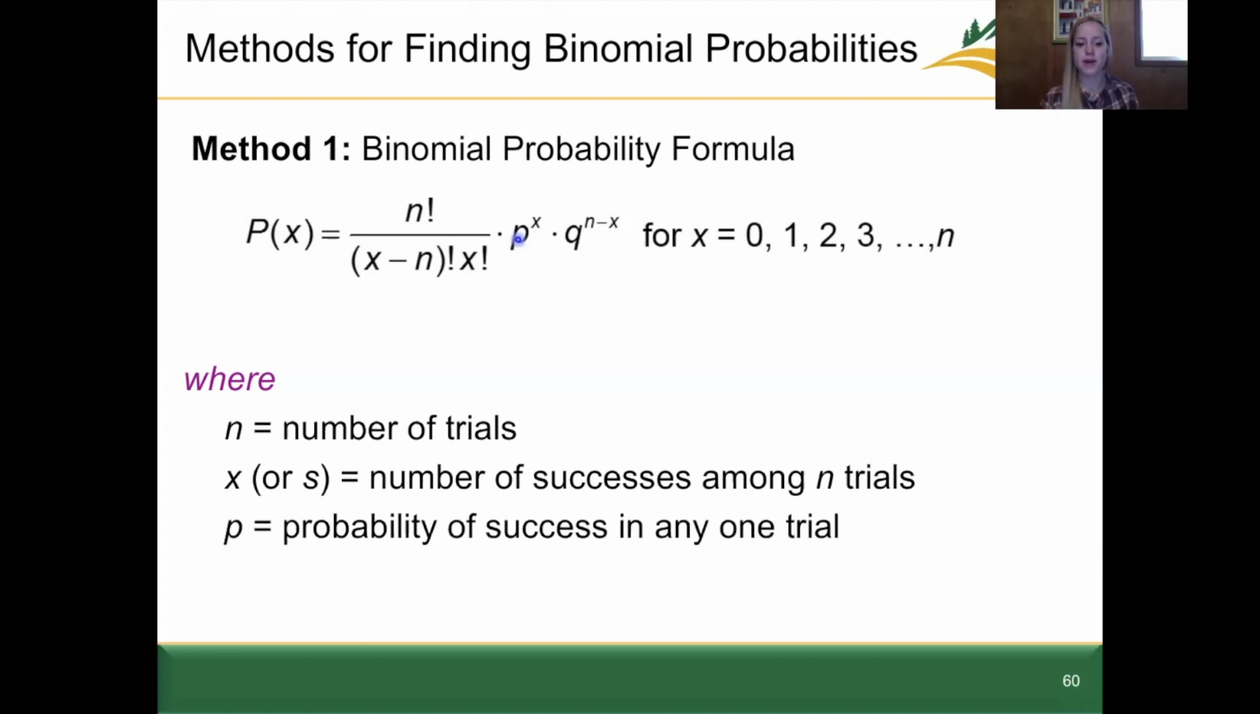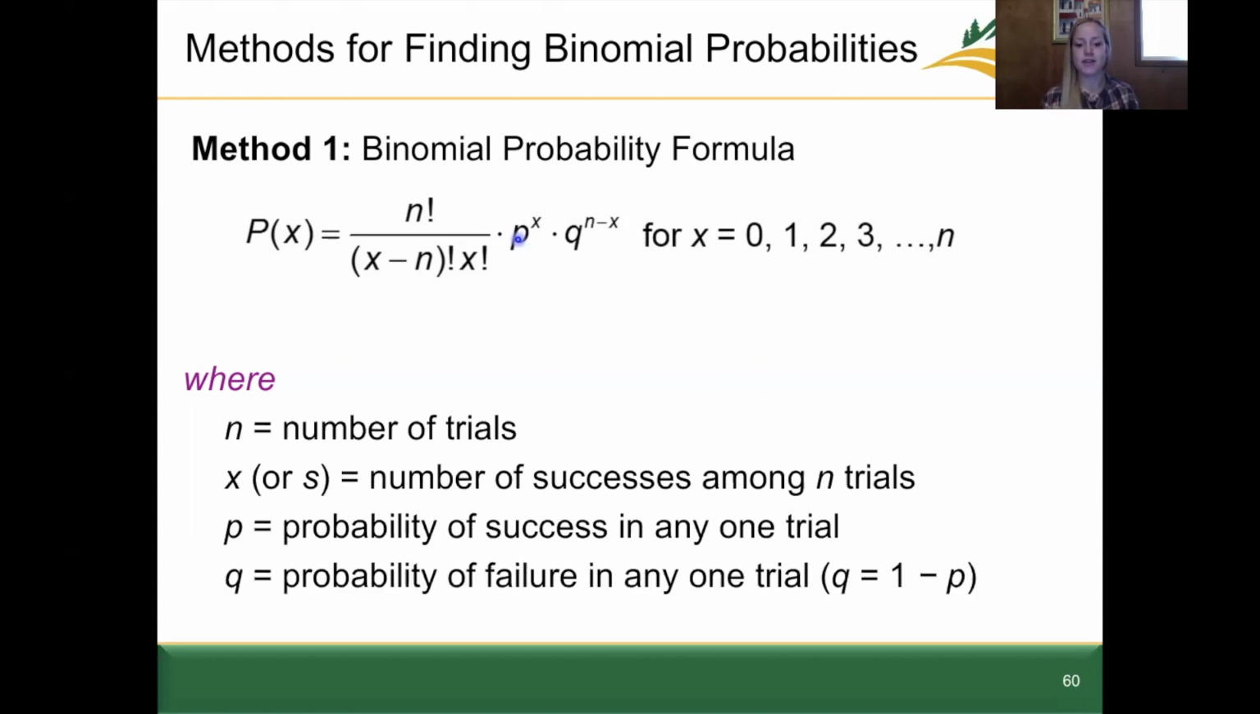Lowercase p is the probability of success in any one single trial. And q is the probability of failure in any one single trial. Now we know how we can find n. We need to make sure that our x or our s value fits these restrictions here. So x has to equal 0, 1, 2, 3, a whole number. It can be 0. It can also go up to n number of trials.